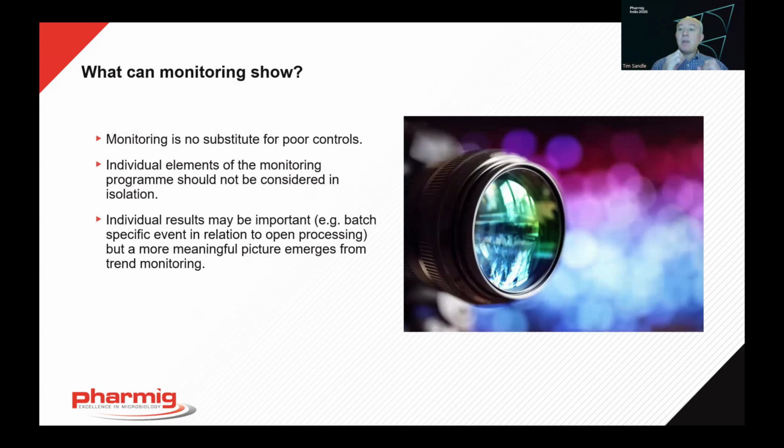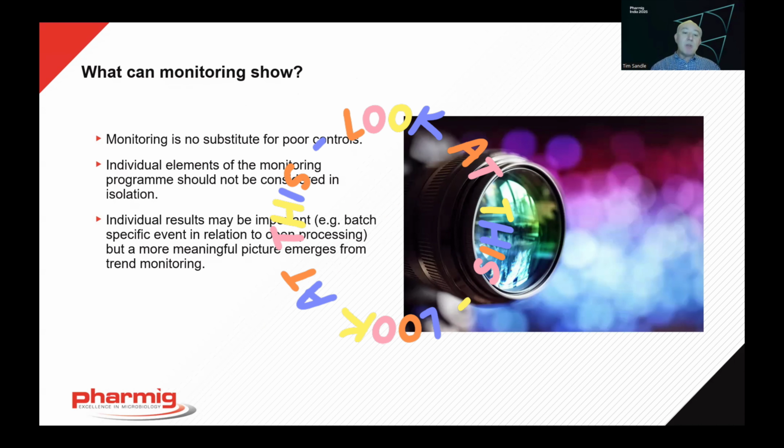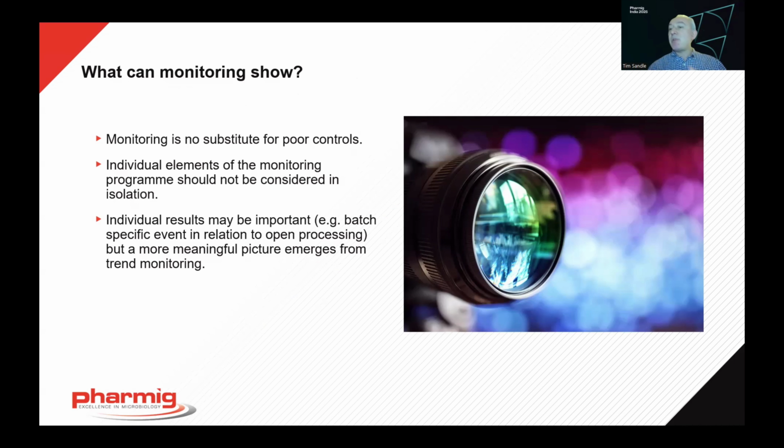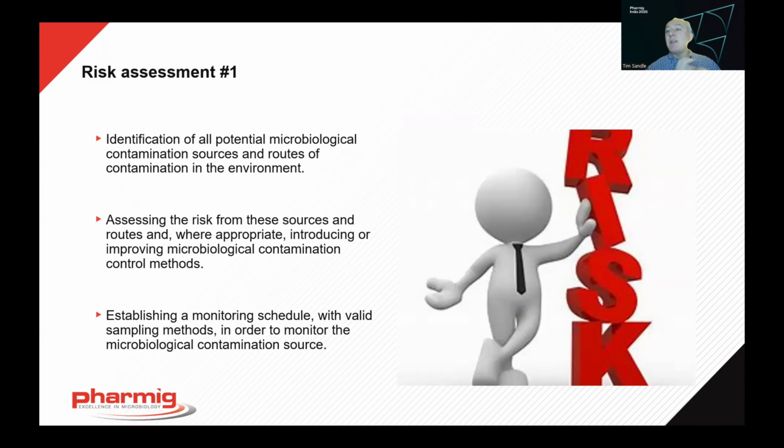It's important to bear in mind that environmental monitoring is no substitute for poor controls. The individual elements of the monitoring program should never be considered in isolation. Although individual results are important, like understanding batch-specific events, we often get a more meaningful picture from trending our data. Risk assessment is fundamental to environmental monitoring.